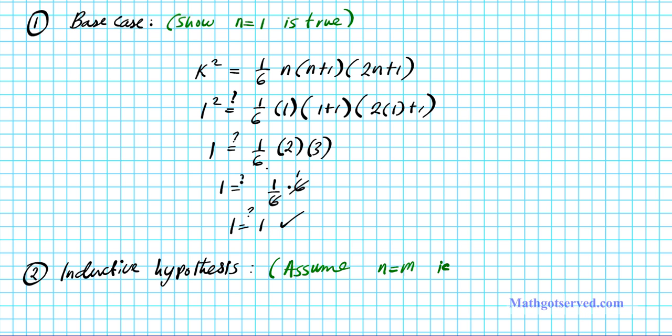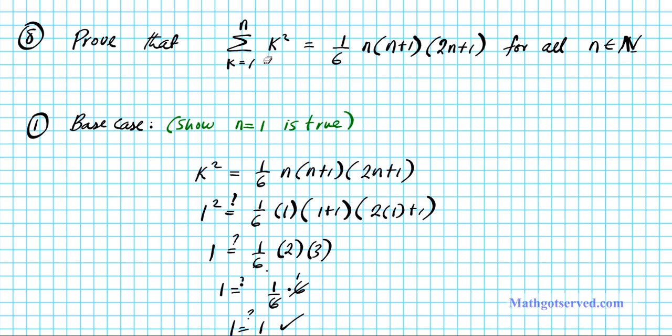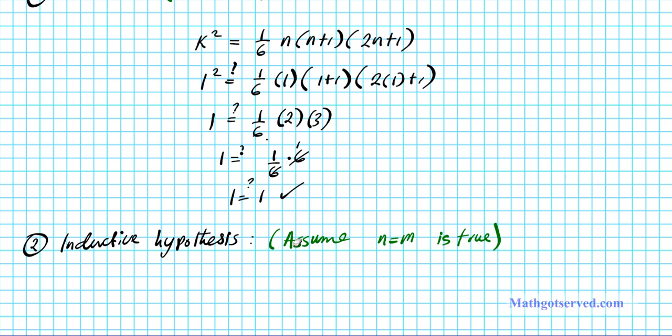All right, you notice why I didn't use n equals k like in my other proofs, but in this problem k is already taken. So you don't want to have a situation where you're using a variable that's already taken. It can result in confusion. So I selected a different letter, which is m. Okay, so assume that n equals m is true.